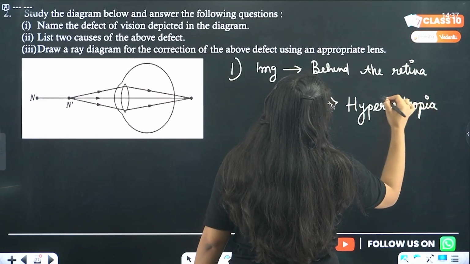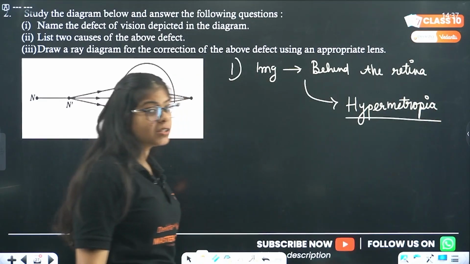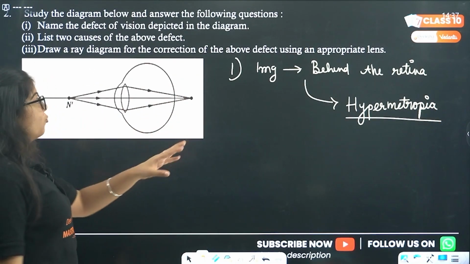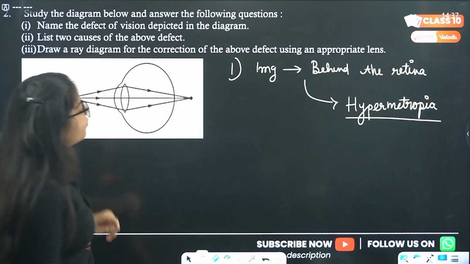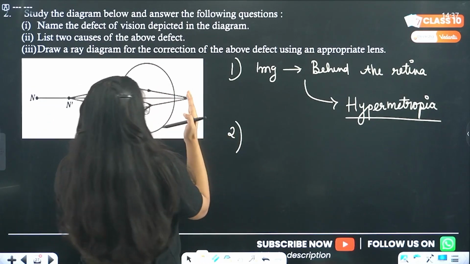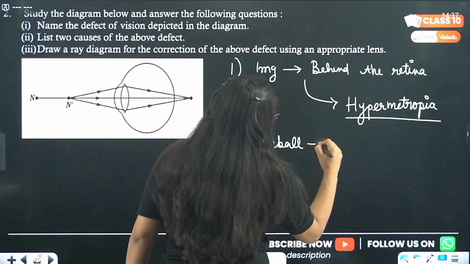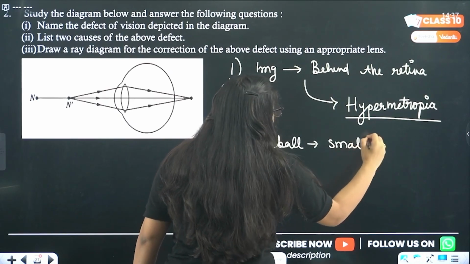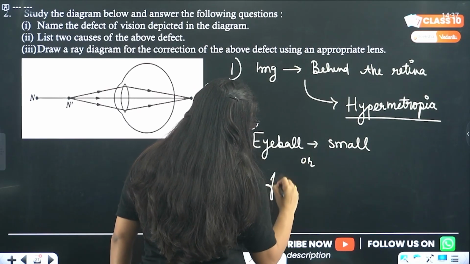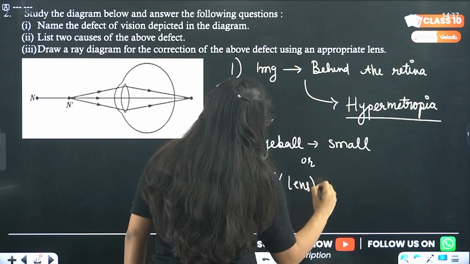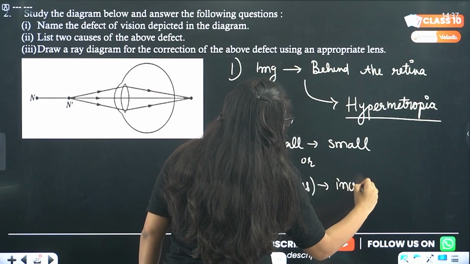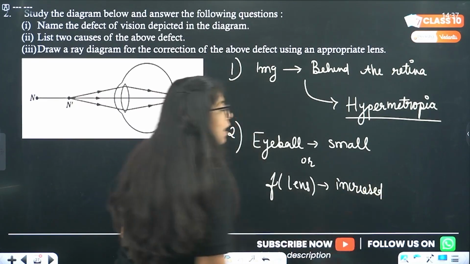Hypermetropia. You understand how we will go through these questions? This is hypermetropia. List 2 causes of the above defect. Ma'am, the eyeball is small. Maybe the eyeball has gotten small, right? Or the focal length of my eye lens increased. Those are the 2 causes of hypermetropia.